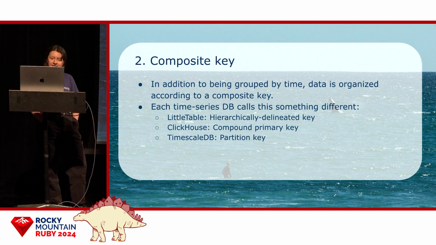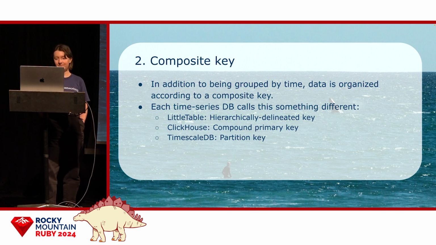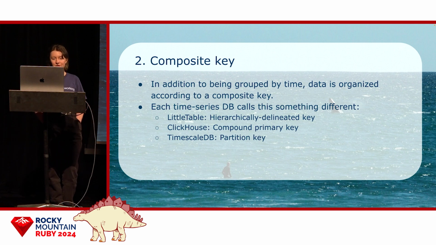When visualizing a time series database, it's important to understand that there are effectively two identifiers for a given piece of data. The first, mentioned in the previous slide, is the timestamp. The second piece of information is the identifier. In almost every case, this is comprised of multiple fields, making it a composite key. Each time series database refers to this concept using slightly different terminology. Little Table documentation refers to this as a hierarchically delineated key. ClickHouse documentation refers to this as a compound primary key, and TimescaleDB refers to this as a partition key.